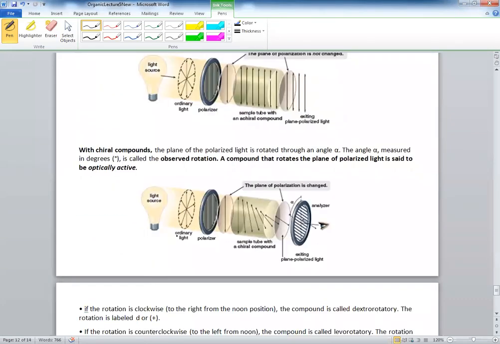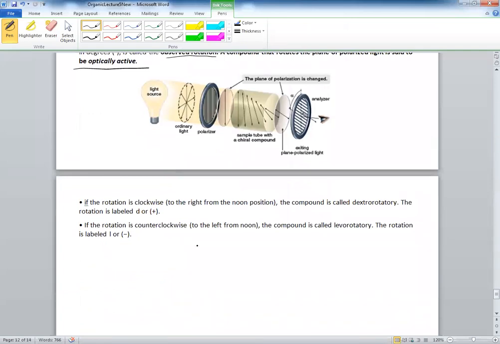With a chiral compound, we see something very interesting. When you put it in here, the chiral compound rotates the plane polarized light at an angle alpha right here. It's measured in degrees. It's called the observed rotation. So if it does rotate plane polarized light, we say this is an optically active compound. So chiral compounds are optically active.